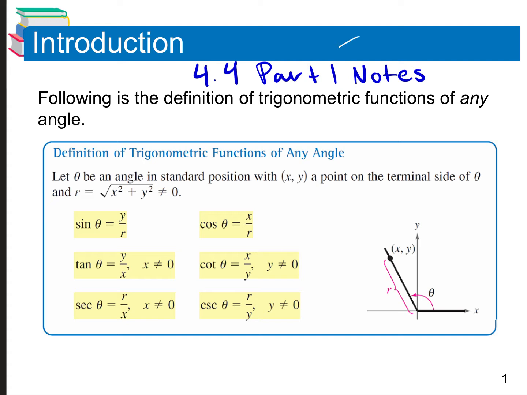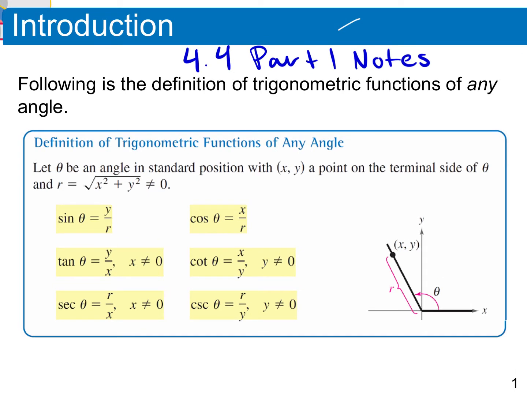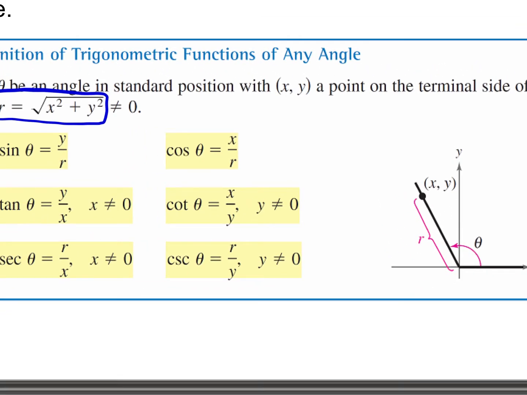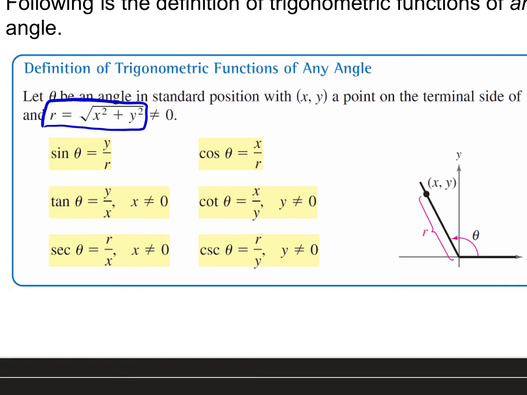Before, we were finding the trig functions of angles on the unit circle, but now we can do it with any angle. So it says, let theta be an angle in standard position with (x, y) a point on the terminal side of theta, and r be equal to this. This is our formula for finding r, but it's pretty much the Pythagorean theorem, because we can always form a right triangle with the point given, but I'll explain that in a second.